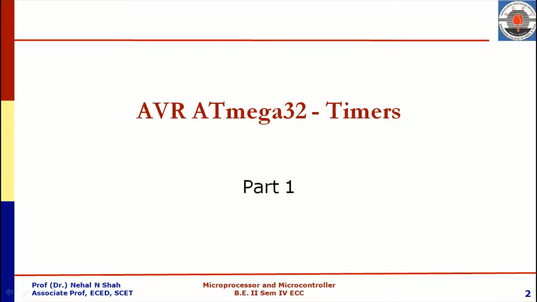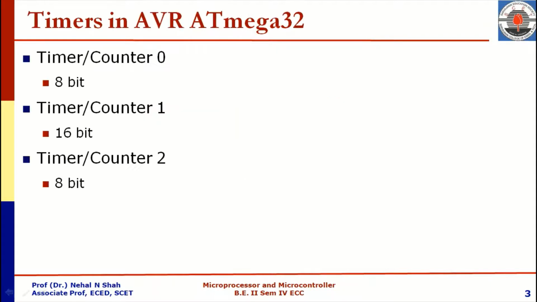In this video, we are going to discuss timers of AVR Atmega32 microcontroller. First of all, we are going to look at various timers associated with Atmega32 microcontroller. There are three timers: timer 0, timer 1 and timer 2. Timer 0 and timer 2 are 8-bit timer, but timer 1 is 16-bit timer.